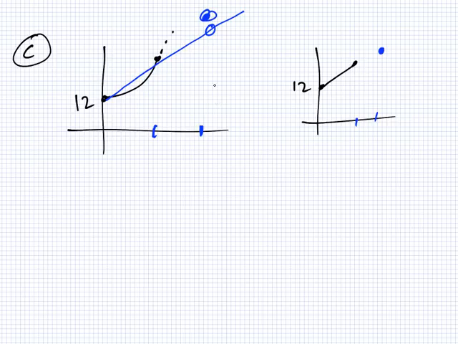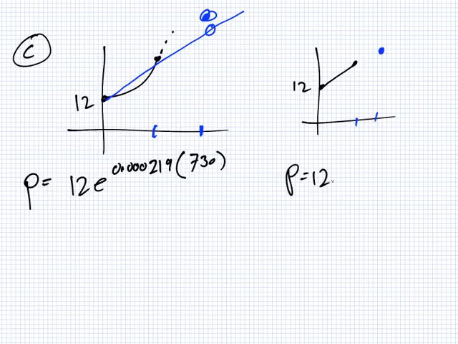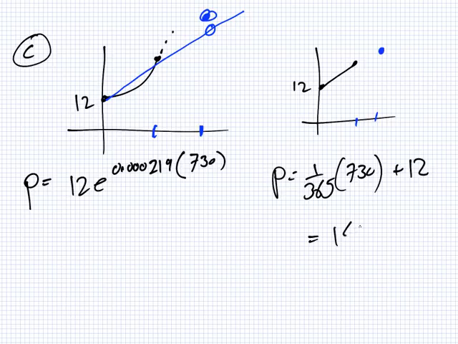So let's see how different the two models are. The first one will be P equals 12E^(0.000219T). What's the time here? Not zero, the predicted time. 365 times 2. What's that? 730. And for the second one, the power is 1 over 365 times 730 plus 12. Well, that one's easy. That'll be 14. What's this one? I don't know. Let's calculate it.